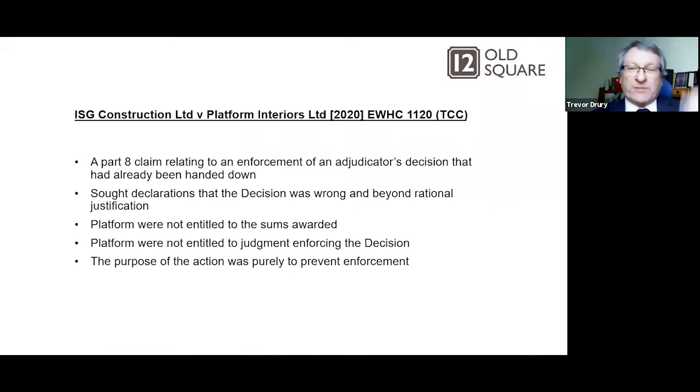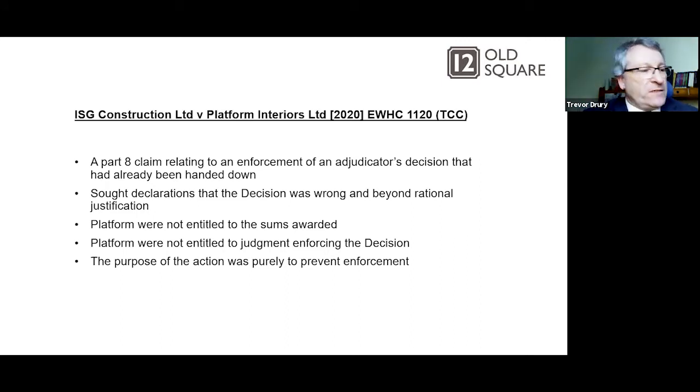Right, so I suppose this could be the pandemic case law seminar, because all of these decisions actually occurred through the pandemic, and most, I think, were actually virtual hearings. So yeah, much has changed even for the courts. So the first one I've got is ISG Construction and Platform Interiors.